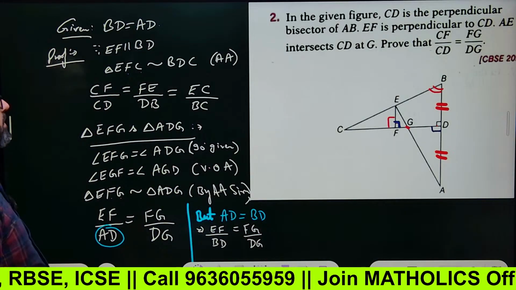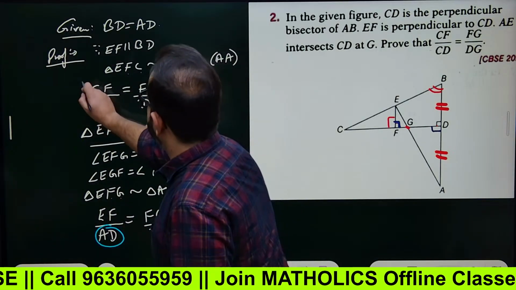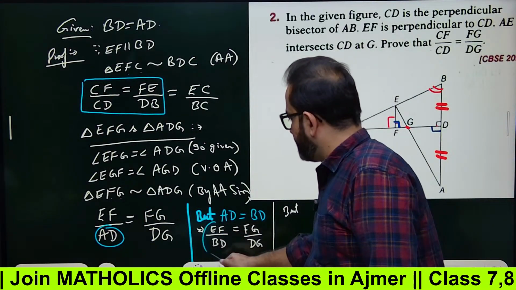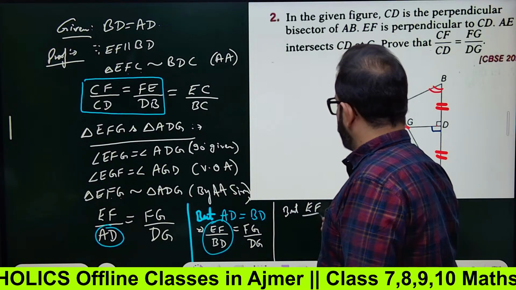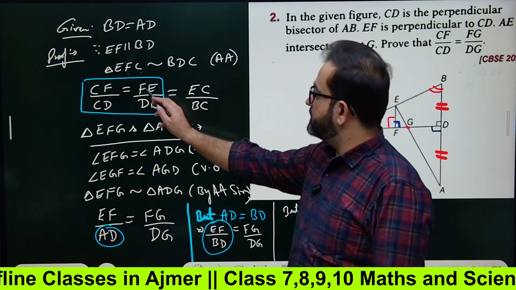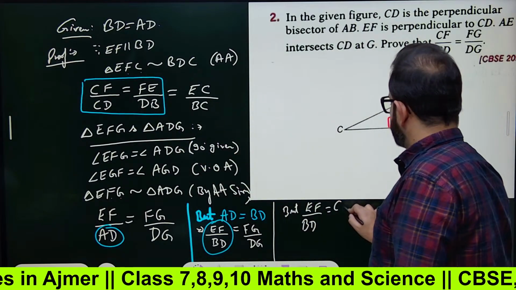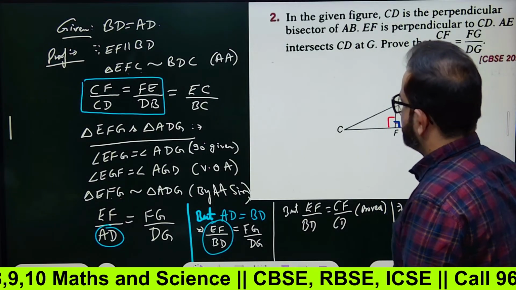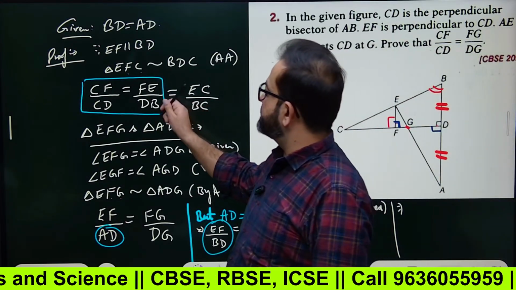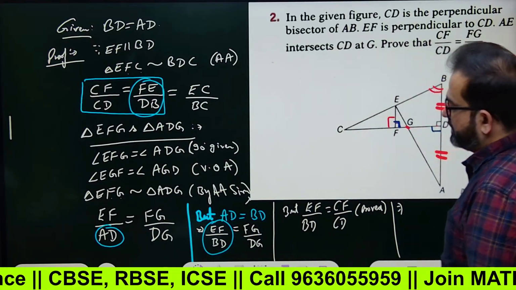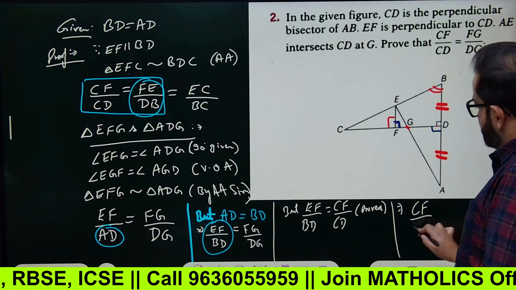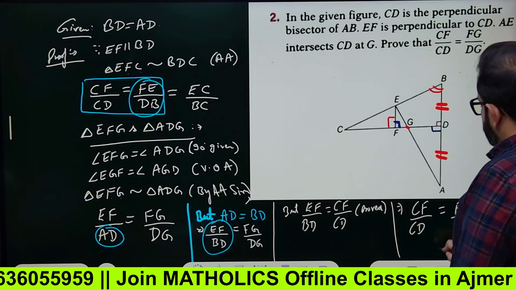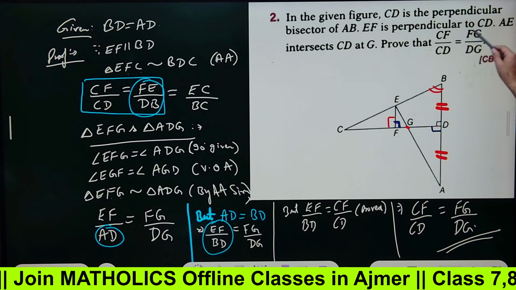But this EF upon BD is actually equals to CF upon CD, proved above. So if EF upon BD is equal to both, CF upon CD is equals to FG upon DG. Hence proved. Yes or no? CF upon CD equals FG upon DG.